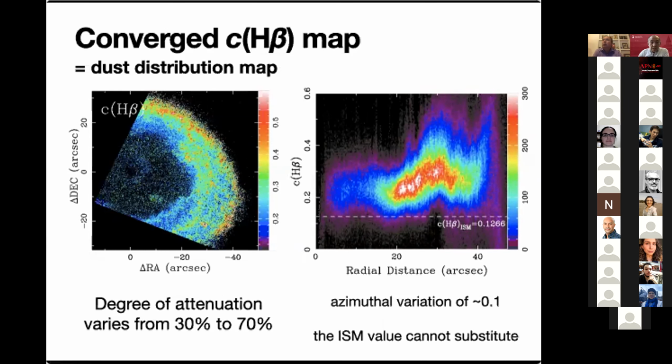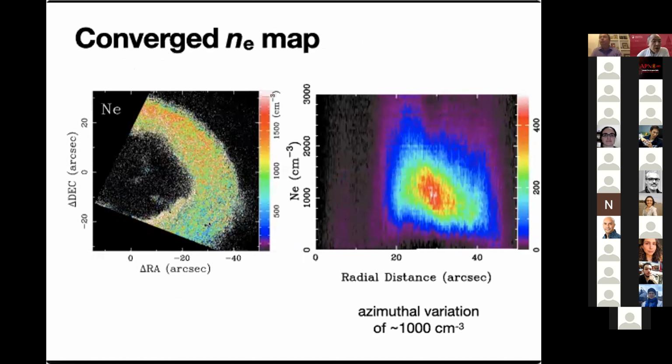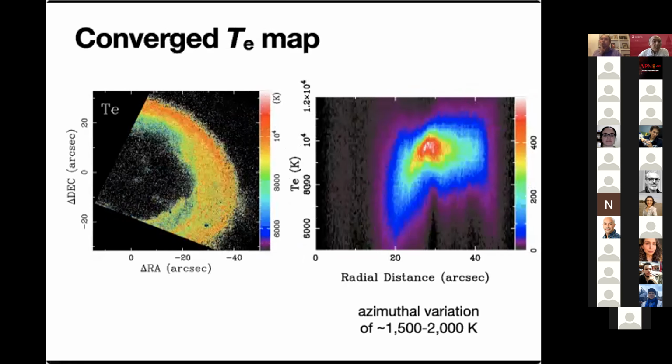Going to the electron density map, at first glance it looks somewhat uniform, but again there is variation and a spread of about 1,000 cc. Then for the temperature, we see an almost uniform distribution at the outer side of the nebula, about 10,000 K. This is why people say the plasma is about 10,000 K, but there is a spread of values of about 1,500 or 2,000 Kelvin, right?